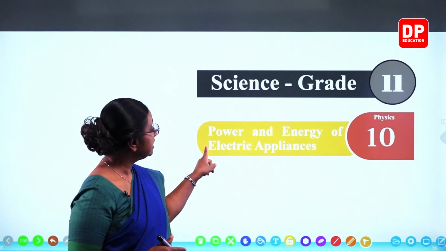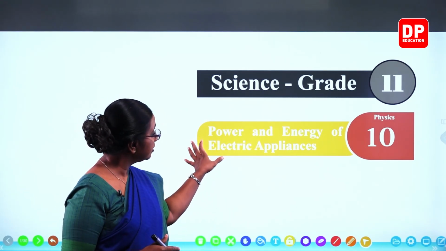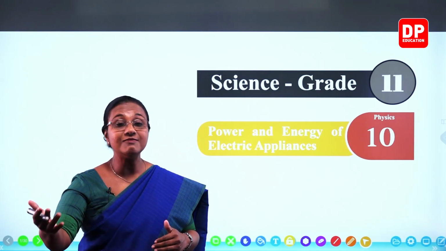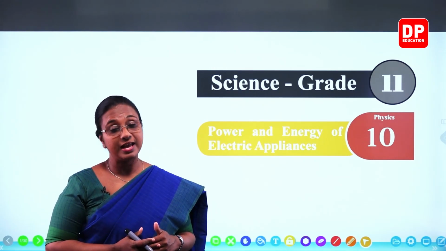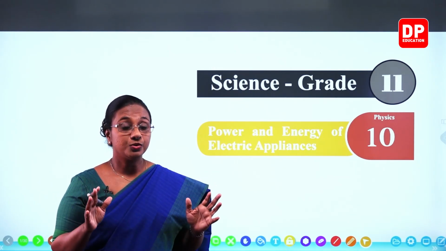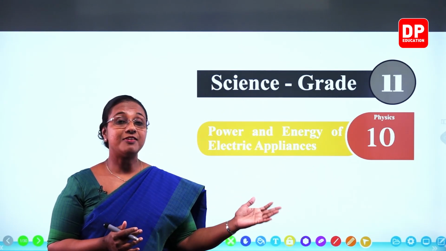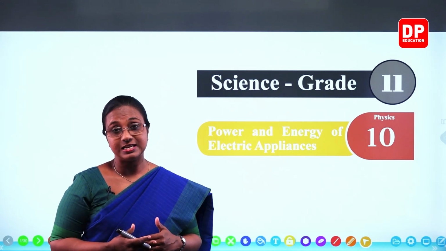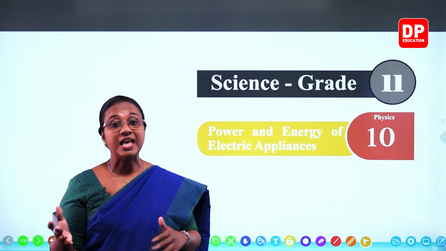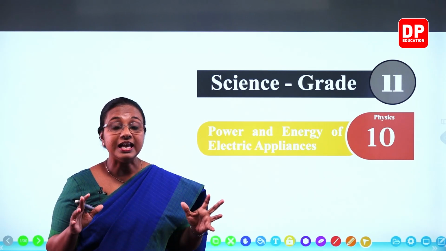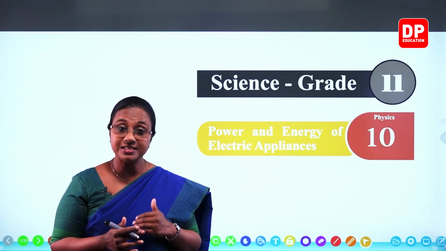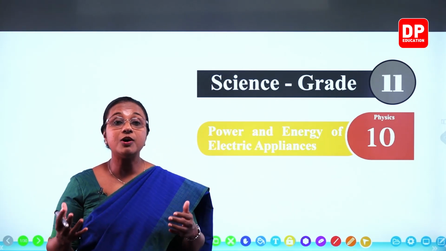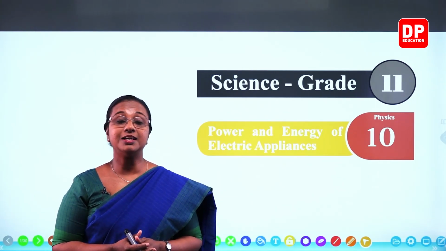Then, these electric appliances use electricity, they use electric energy and convert that into a different form of energy. So, while doing that, they have an energy input, they use energy and they give out energy output. And the rate at which that energy intake or energy consumption is carried out is what we call as the power of that particular electric appliance.